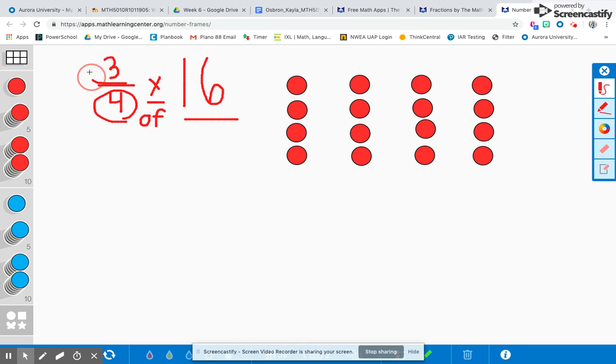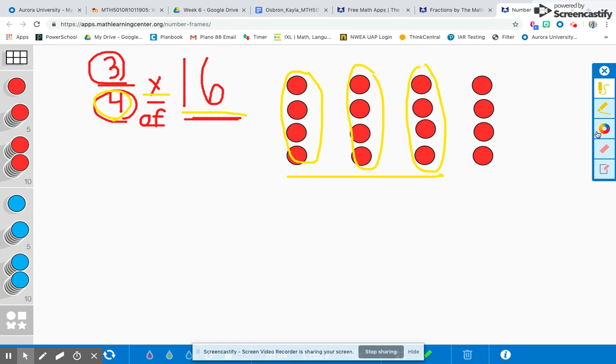But I want 3/4 of 16. So I don't want all 4 groups, I only want 3 of those groups. So I am going to take one group of 16, that's 1/4, 2/4, 3/4. I have 3 out of 4 groups of my 16 counters. So how many counters is that? Well, we just count. 1, 2, 3, 4, 5, 6, 7, 8, 9, 10, 11, 12. 3/4 of 16 is equal to 12.